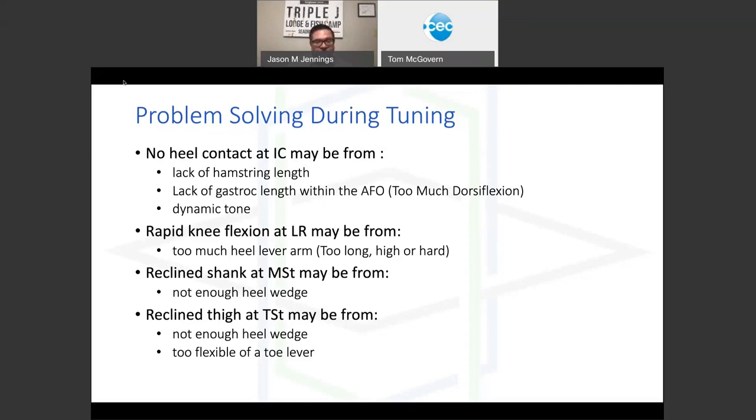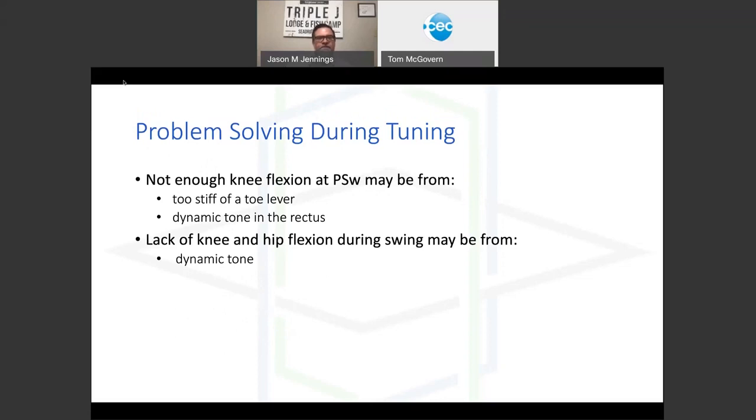Reclined thigh at terminal stance might be that you don't have enough heel wedge to get them up and over into an inclined, or that the toe lever arm is too flexible to stop the knee and the thigh can't catch up. So there's just things you have to evaluate about your orthotic design to try to problem solve. Not enough knee flexion at pre-swing might be that the toe lever is too stiff and you're just holding that knee into extension. Or it might be in a typical stroke patient that they've got dynamic tone in their quads and they're just not going to get knee flexion. Maybe you can't overcome that deviation.